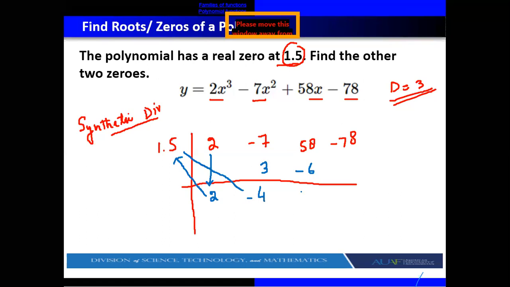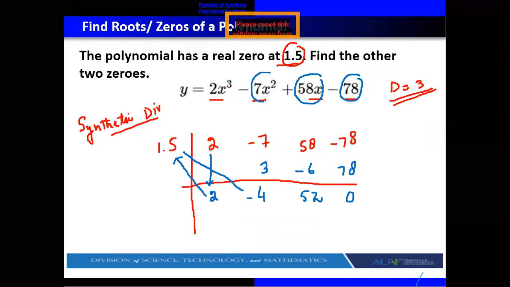58 minus 6 equals what? 52. And when you multiply 52 with 1.5, it equals 78. So minus 78 plus 78 equals 0. So this function was degree 3. Now with the help of synthetic division, we convert this into degree 2. How? You can see the last term is a constant number, then we have x to the power 1.